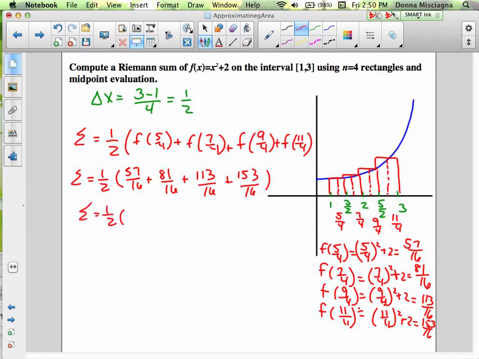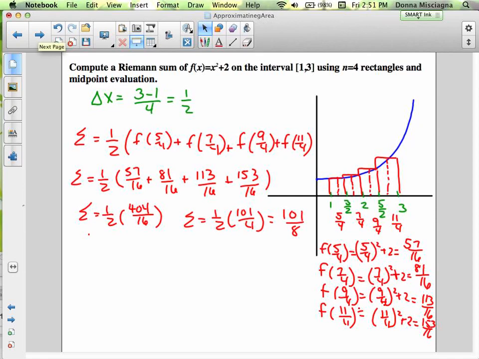We'll add those up. So 113 plus 81 plus 57. These aren't that many bars. 404. Definitely both divisible by 4. So I'll just put it here: 1/2 times 101/4. So I just divided 404 and 16 by 4. So that's going to be 101/8. And there we go.